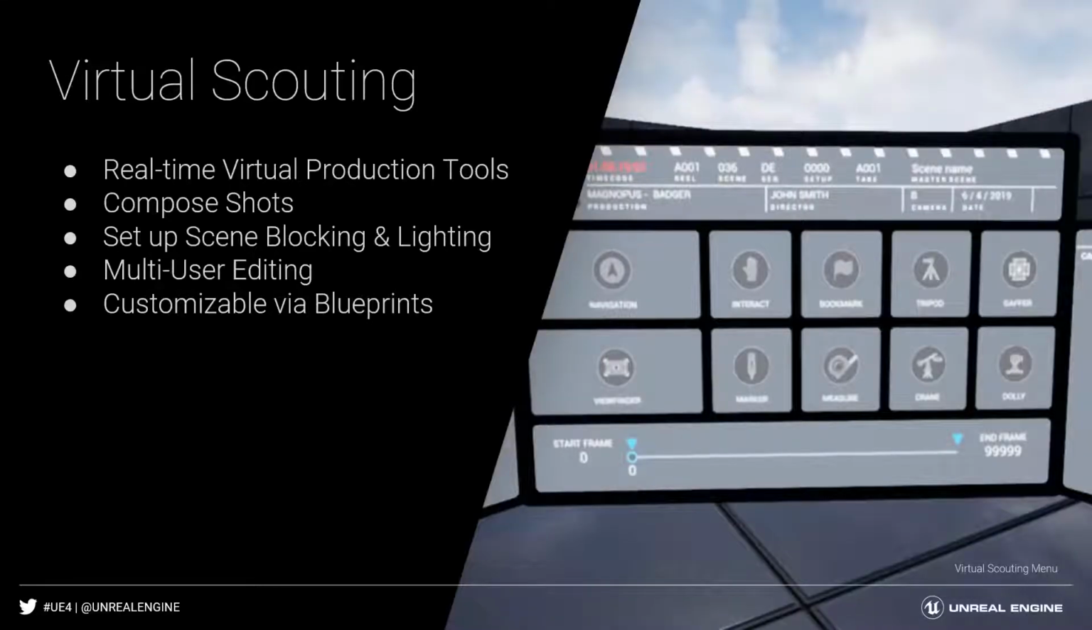Now that we've had some time to play around with the multi-user editing tools, we can actually use virtual scouting tools as well in this same session. The virtual scouting tools inside of Unreal allow for real-time virtual production. They allow directors and designers to compose shots, to set up scene blocking and lighting, to make marks in the scene, to create notes letting people know about changes that need to be made, as well as make measurements between objects, interact with objects and move them around, and even add cameras.